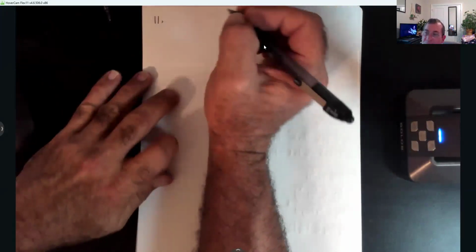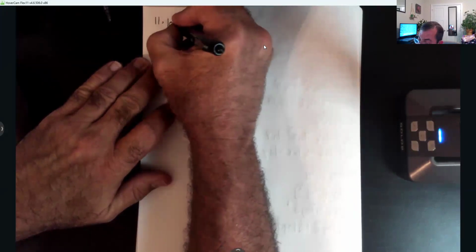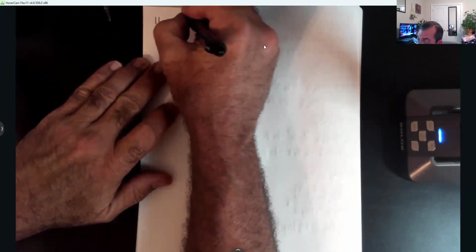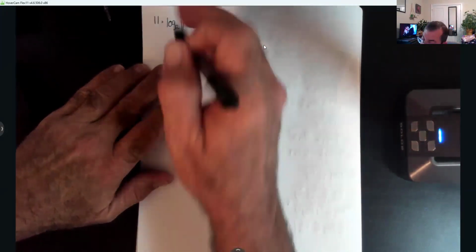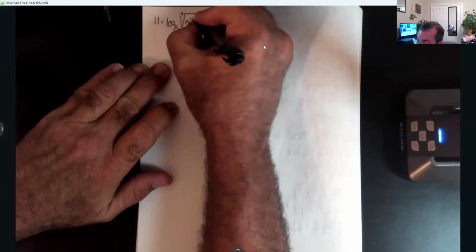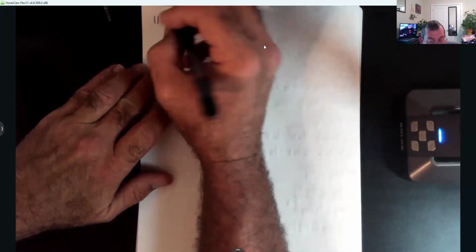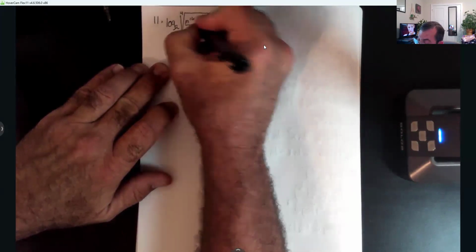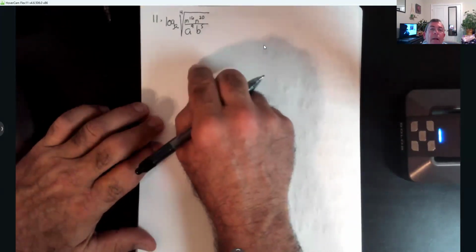All right, y'all, so here's the big one for number 11. Log base a. Now this is a big radical, and it's a fourth root. On top, we got m to the 16, n to the 20. On bottom, a to the 9, b to the 5.